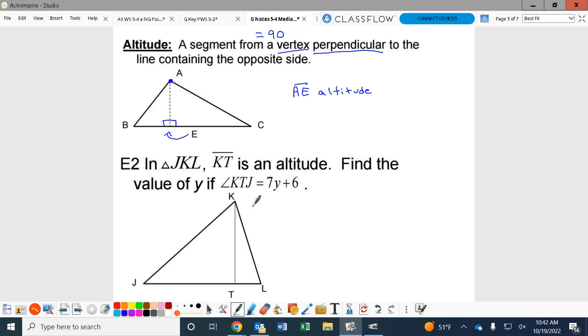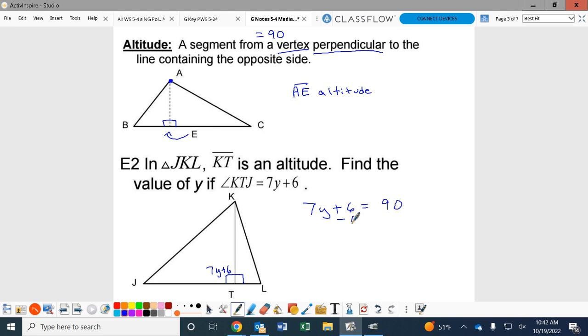Okay, the next thing is that you're going to have to go to this triangle. It tells you it's an altitude. If it tells you it's an altitude, first thing, mark that these are right angles. First thing, altitudes make right angles. It also tells you that angle KTJ, this angle over here, is 7y plus 6. And what am I going to do with that 7y plus 6? Set it equal to 90. Good. Set it equal to 90. Every time, guys. If it's an altitude, set it equal to 90.